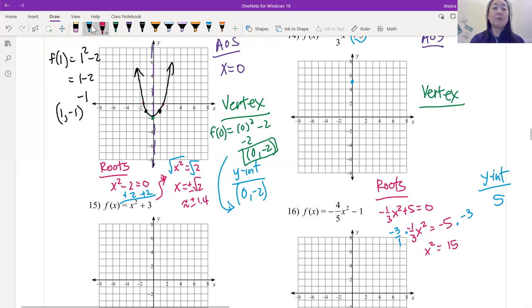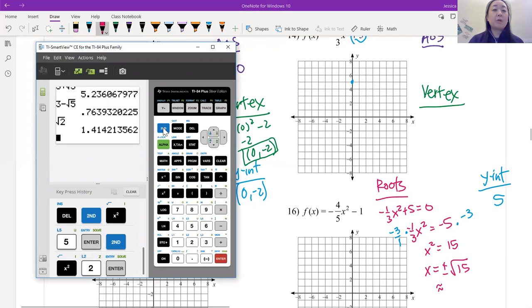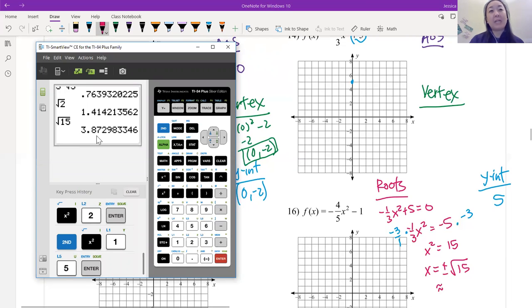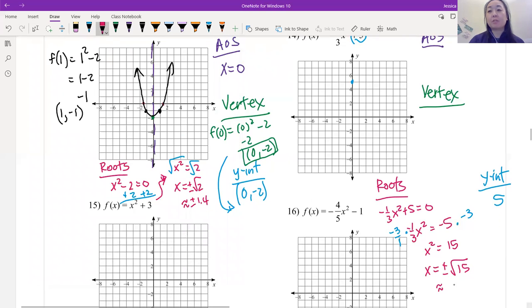So how do you get rid of that square? Square root it. So x equal to plus or minus square root of 15. What in the world is that? Well, I don't know where the square root of 15 is either. So we're going to take a look at our calculator and go square root of 15, and about 3.9. Okay, so this is right before 3, right before 4. So it's going to be plus or minus 3.9.